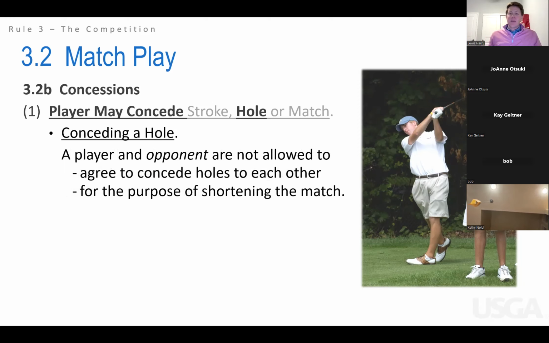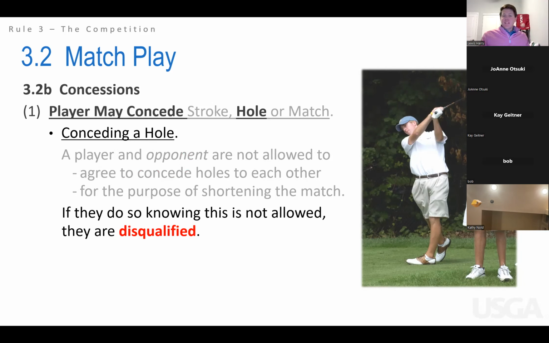However, we're not allowed to make an agreement to concede holes for the purpose of shortening the match. Let's just say that both of us are playing a match and we have stuff to do later in the day. Maybe someone has to go pick up their kids. I have to go to a doctor's appointment. Hey, we don't have time to play an 18-hole match. Let's agree to concede these 3 holes so we can have a shorter match. We can get on with our day. That agreement is not allowed. We are not allowed to just concede holes for the purpose of shortening our match.